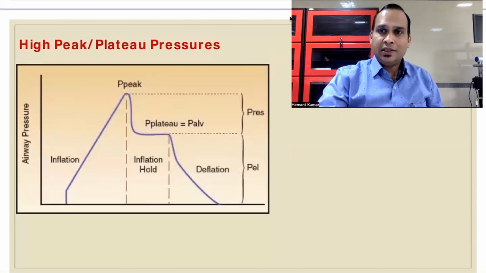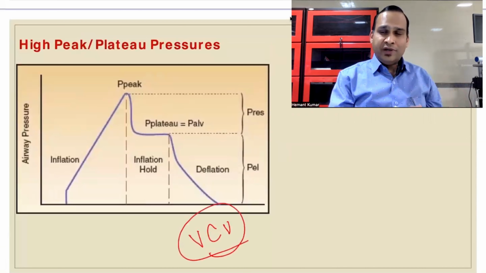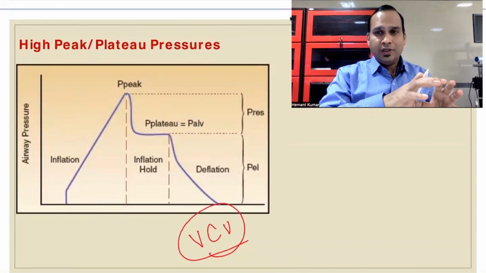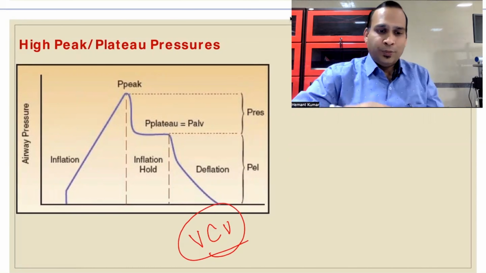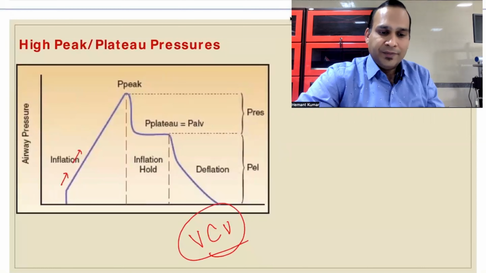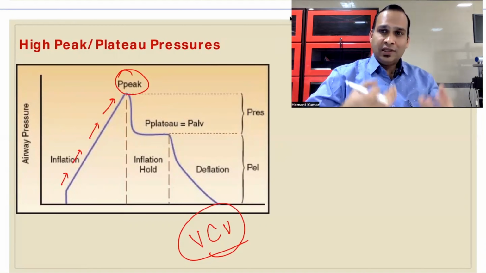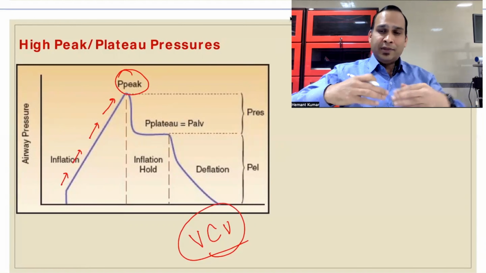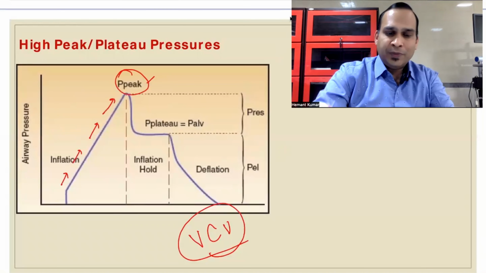And this is the classical time-pressure graph seen in volume control ventilation. In volume control ventilation, we have to set the tidal volume, and the ventilator pushes the tidal volume by giving pressure. So pressure will increase progressively up to peak pressure. This is the maximum pressure, meaning the pressure reached when there is airflow in the airway and alveoli. So peak pressure includes plateau pressure plus airway resistance.